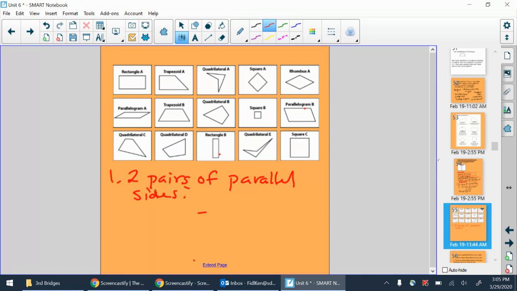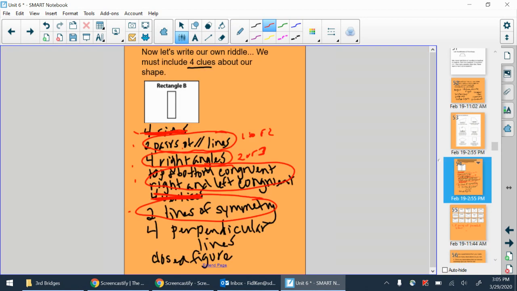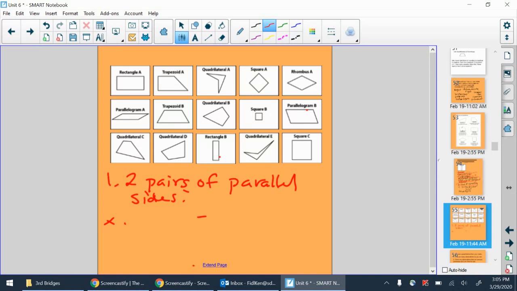Let's see. Based on what I got, I used that one up. I think I might do the 4 right angles. So my clue number 2, whoops, it has 4 right angles.